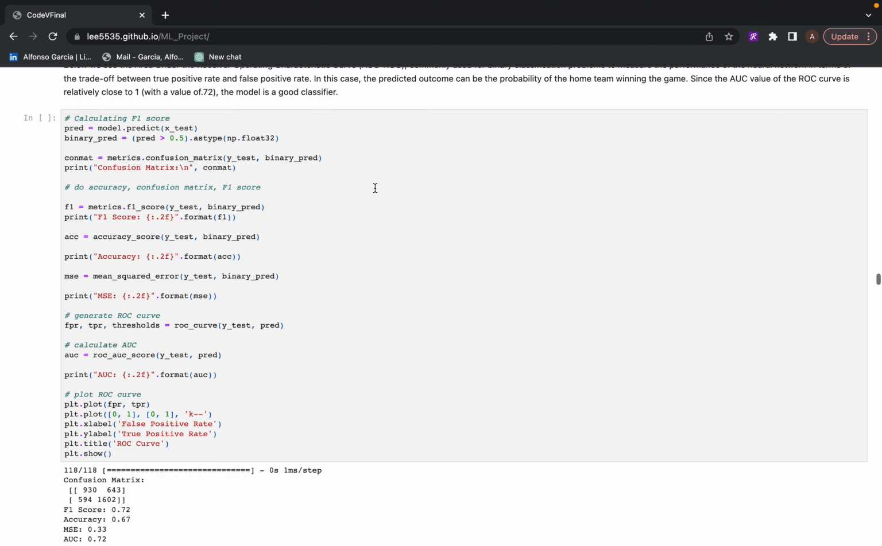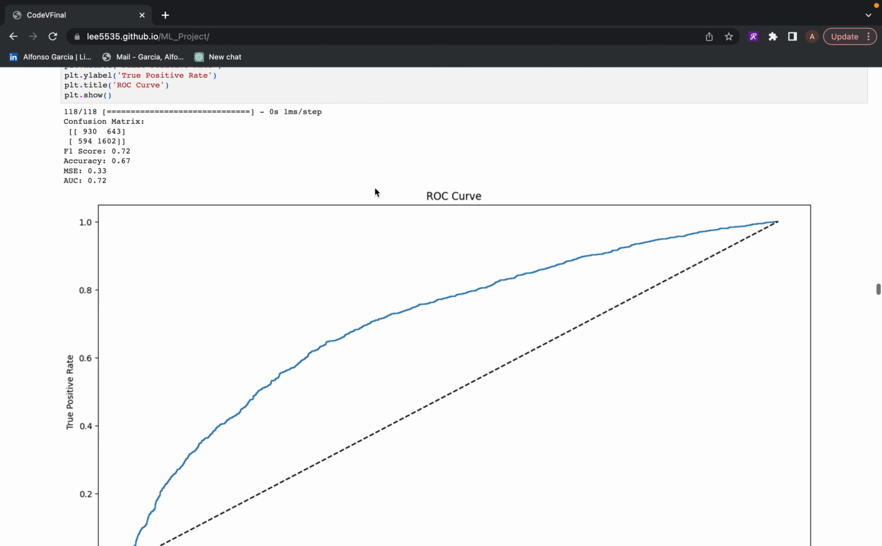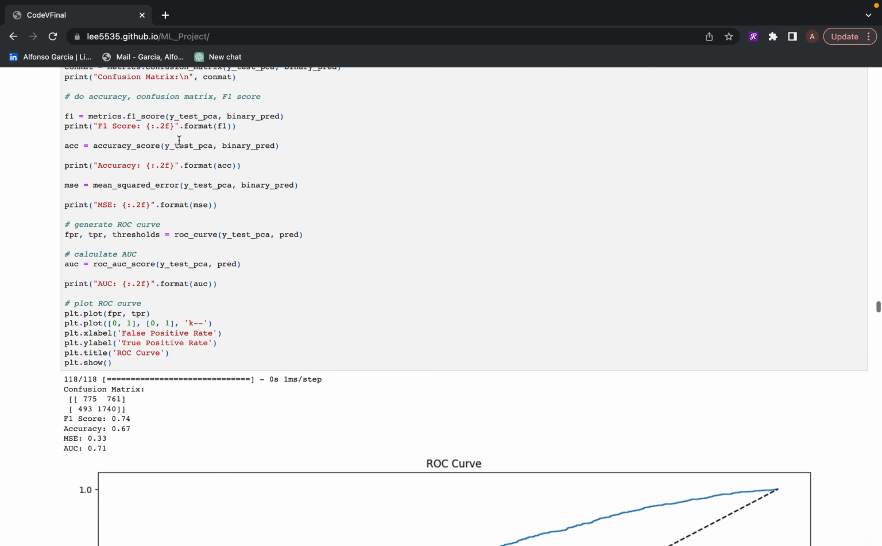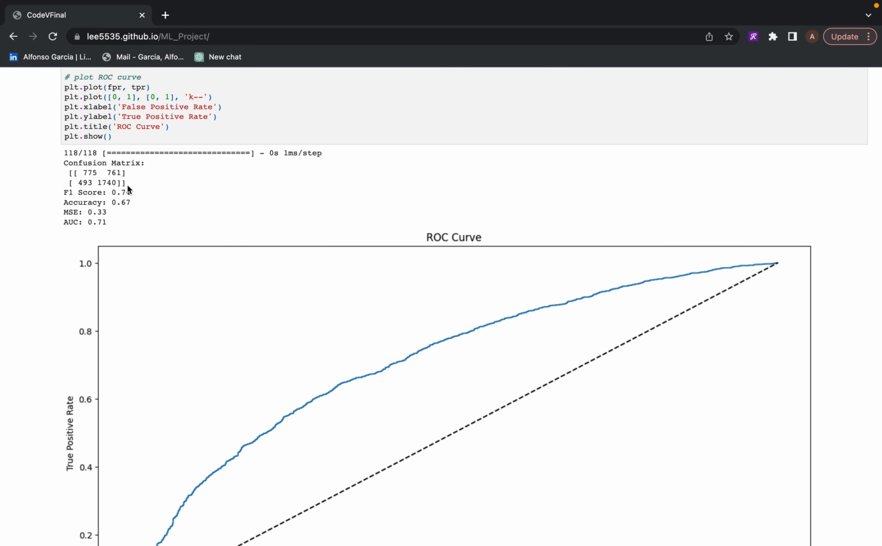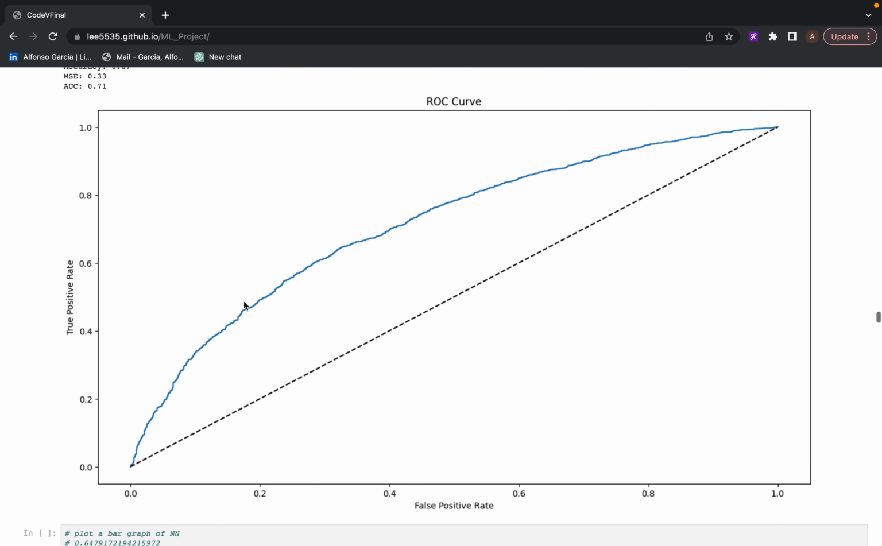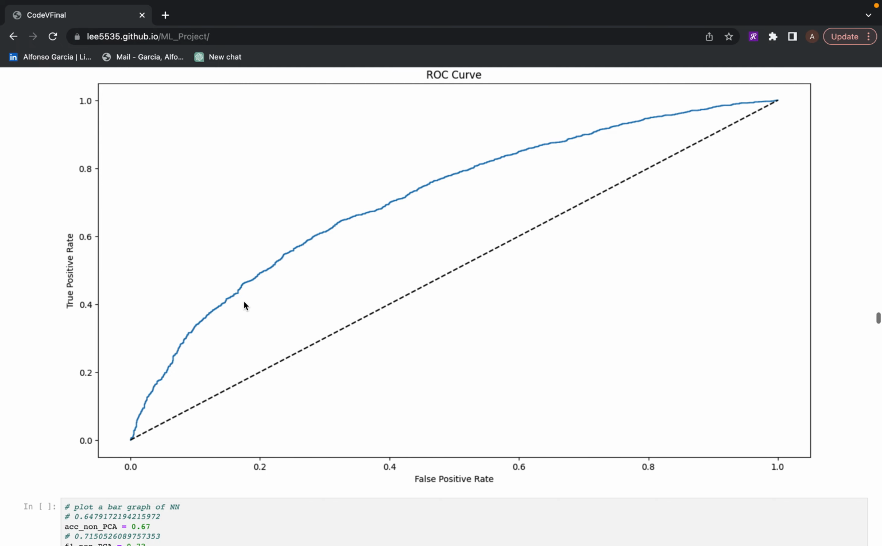Beyond this, we wanted to look at the confusion matrices themselves. We found that specifically for the model without PCA, the home losses, as we see through the 1602 and 594, were very accurately predicted, as well as the home wins. Looking at the model with PCA, we see that the home wins were also very accurately predicted. However, the home losses were a lot less accurately predicted in this instance. However, both models performed relatively well, with the area under the curve being very close to 1 on this graph.